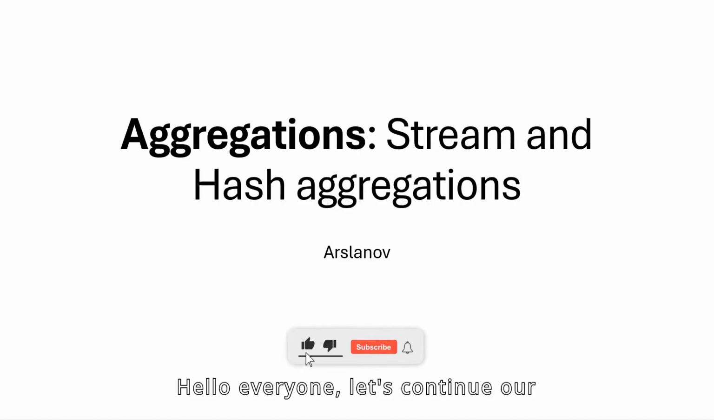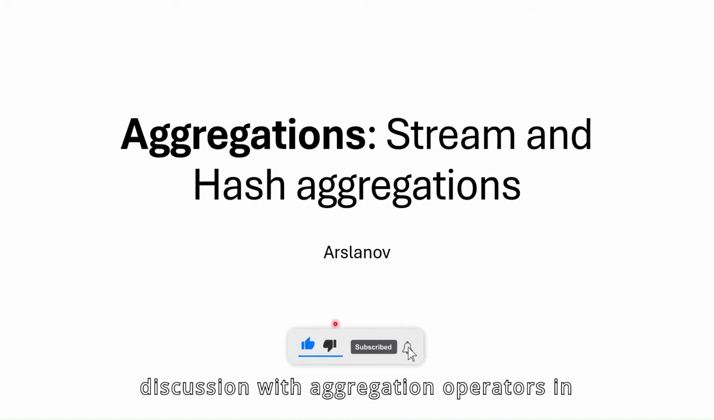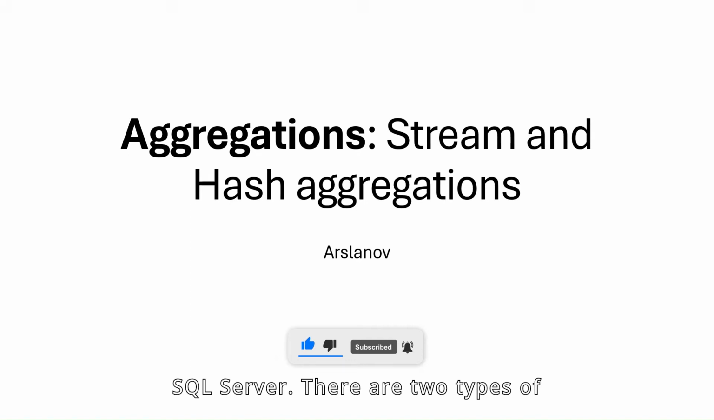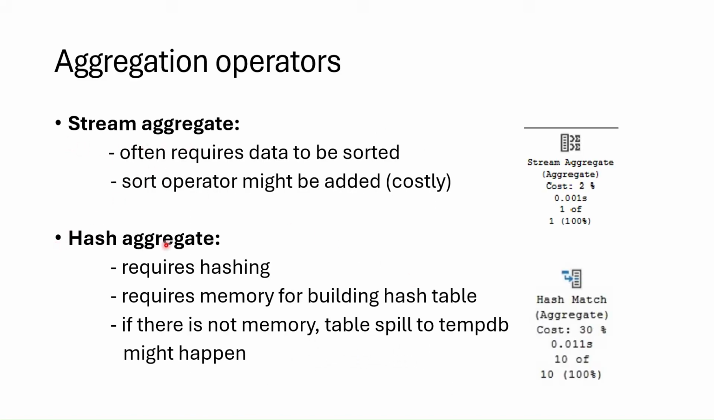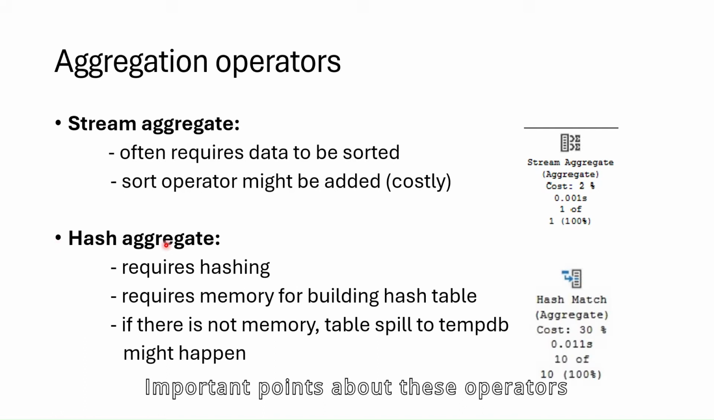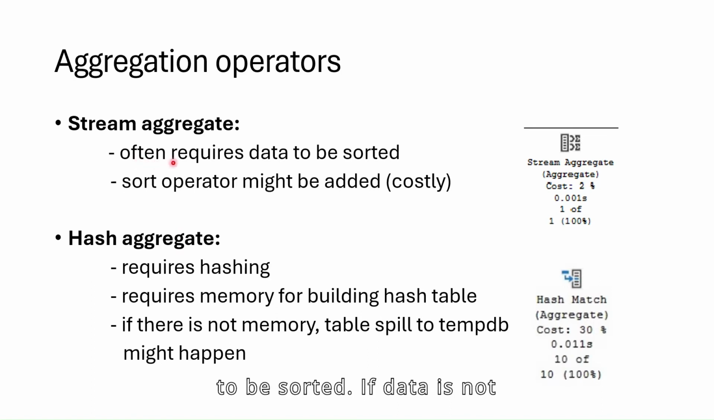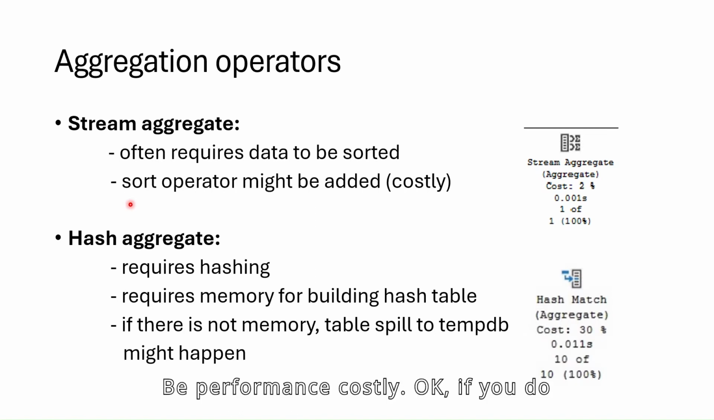Hello everyone. Let's continue our discussion with aggregation operators in SQL Server. There are two types of aggregates, stream and hash aggregates. Important points about these operators are stream aggregate often require data to be sorted. If data is not sorted, SQL Server might add sort operator, which might be performance costly, okay? If you do sort operations, it might cause performance issue in your server.